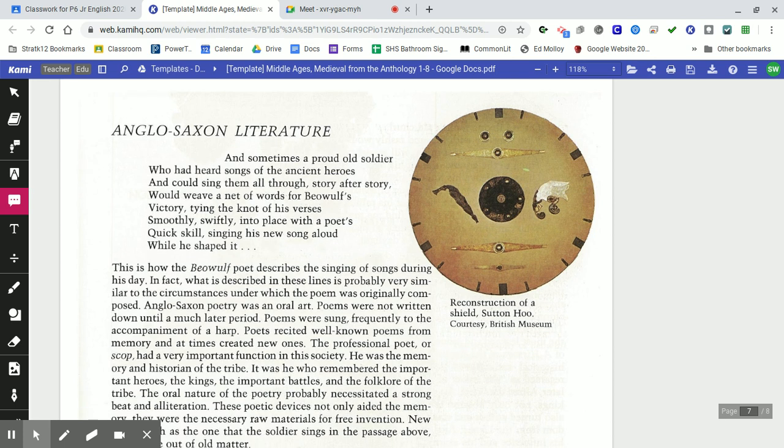Okay, the next section. So you wrote your notes down for that section. Next section is Anglo-Saxon literature. And this is a quote from a piece of Anglo-Saxon literature.